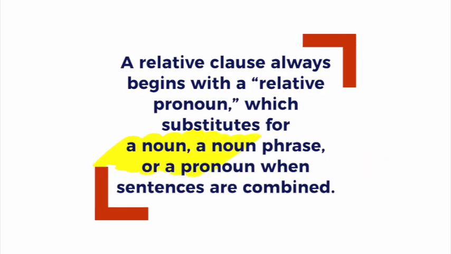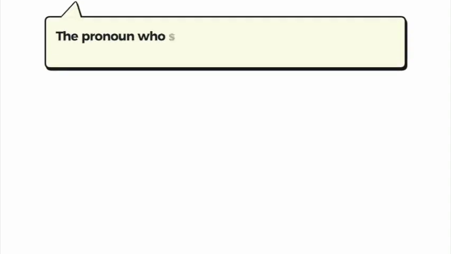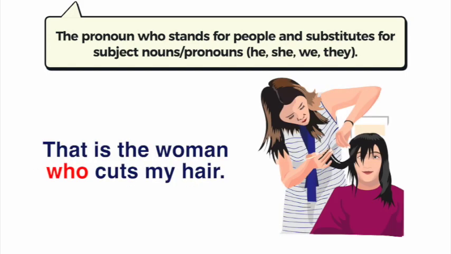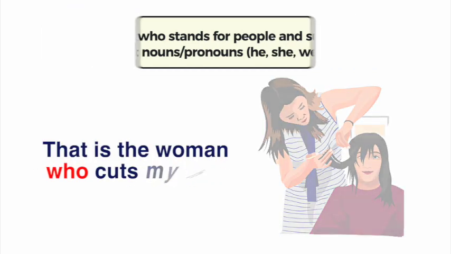A relative clause always begins with a relative pronoun, which substitutes for a noun phrase or a pronoun when sentences are combined. The pronoun who stands for people and substitutes for subject nouns or pronouns: he, she, we, they. For example, that is the woman who cuts my hair.